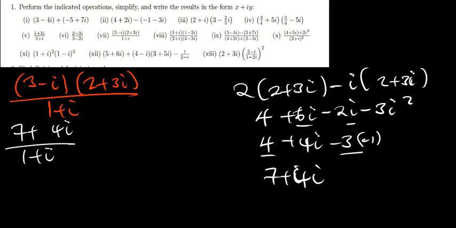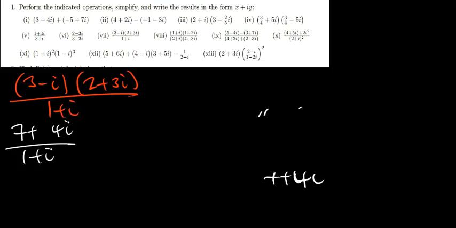Okay, let me check it. Maybe I've made a mistake. I'm saying 2 times 2 is 4, 2 times 3i is 6i, then negative i times 2 is negative 2i, negative i times 3i is negative 3i squared. So these two, 6 minus 2 is 4, which I have there, the 4 here, and then there is going to be 7. Yes, it's okay.